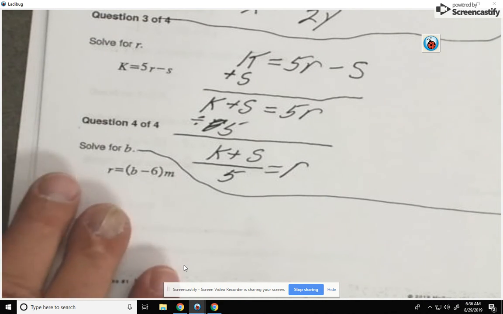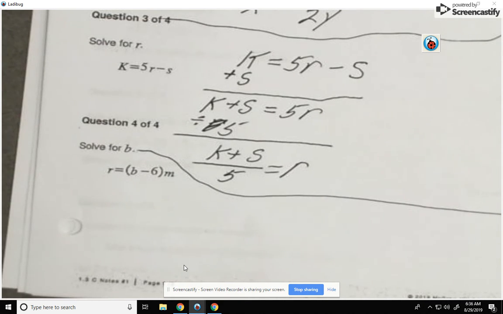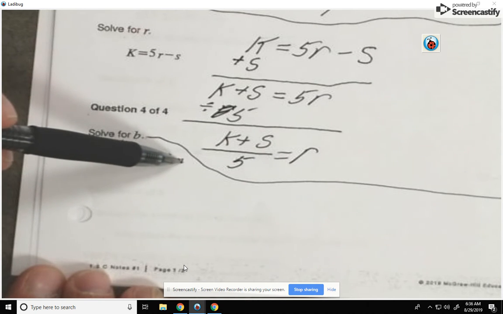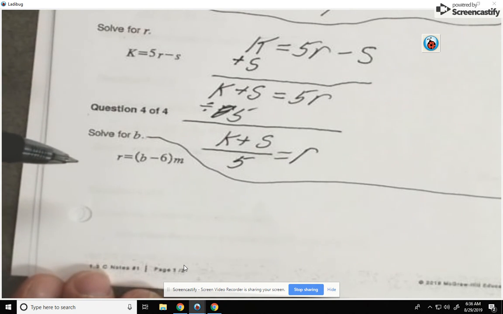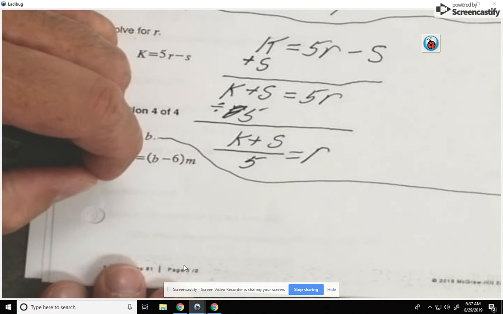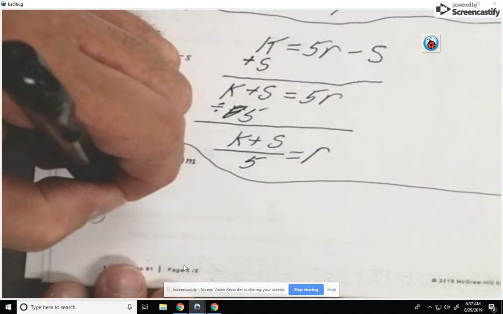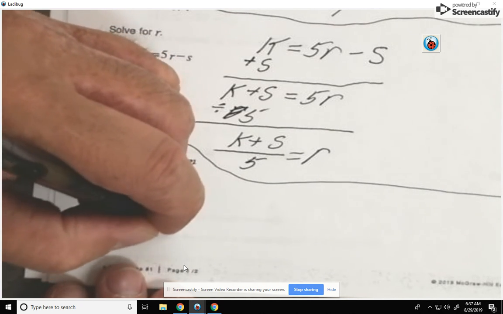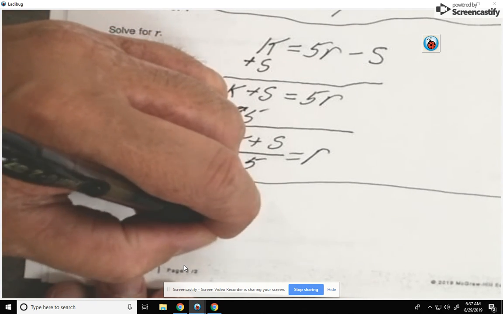And then question 4 is a little bit harder. We have r equals b minus 6, and then outside of parentheses, m. Since this m is outside of the parentheses, we're going to remove it first. Again, it's bumped up against the parentheses, which means times. So to do the opposite of it, we divide. So we divide by m, which will give us r over m equals b minus 6.